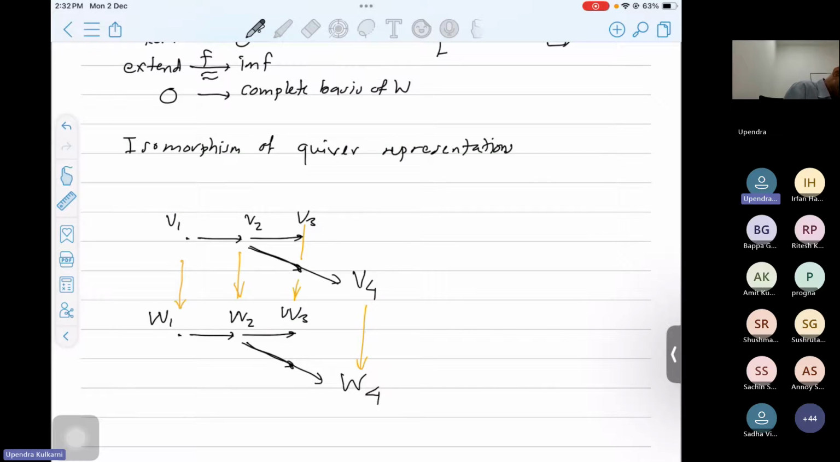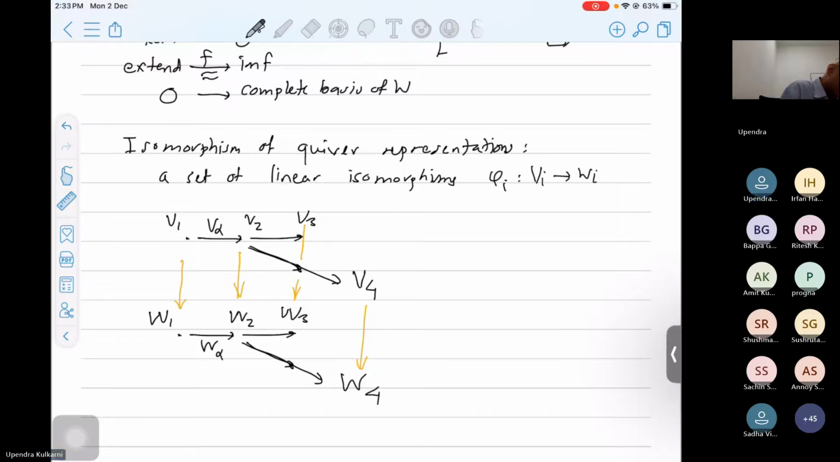So remember, since V is a representation, there is a V alpha, and likewise there is a W alpha. So what is an isomorphism of representations? It is a set of linear isomorphisms, let's say phi sub i from Vi to Wi. So I will have phi sub 1, and phi sub 2, and likewise phi sub 3 and phi sub 4. Maybe those should also have been in color. And then the obvious squares should commute.